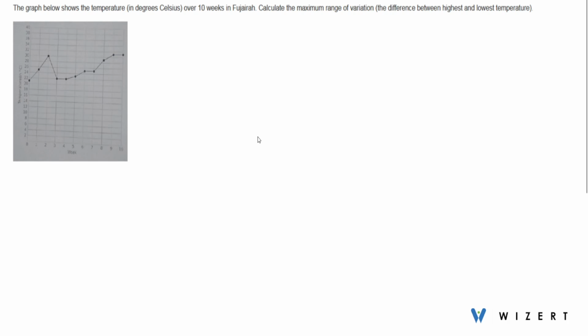According to the question, we have been given a graph which shows the temperature in degrees Celsius over 10 weeks in Fujiwara. Now we have to calculate the maximum range of variation, that is the difference between the highest and the lowest temperature. Upon close observation of the graph, we can tell that the lowest temperature is observed in week 0 and the highest temperature is recorded in week 9 and week 10.